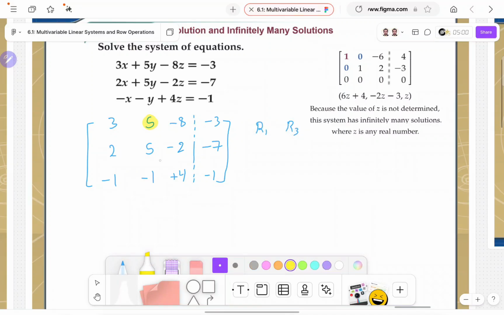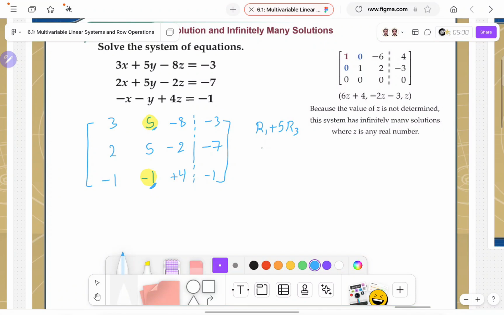Okay, so now row 1 with row 3. As you can see here, row 1 and row 3. In row 1, the value is 5. In row 3, the value is negative 1. So I need to make 1 equal to 5. So I have to multiply it by what? By 5. So I have to multiply row 3 by 5, then we add it with row 1, then we will get the value equal to 0.